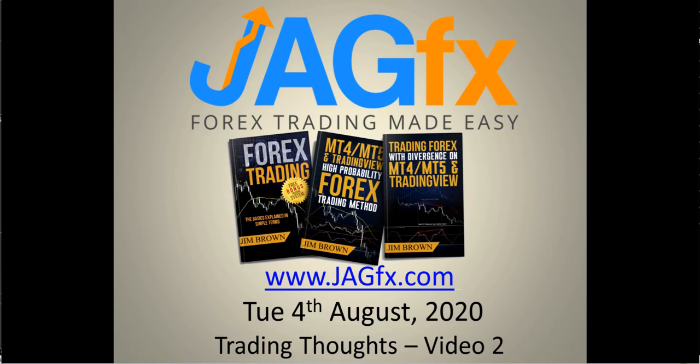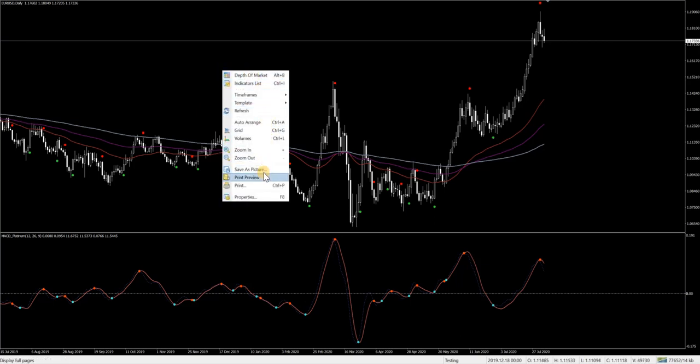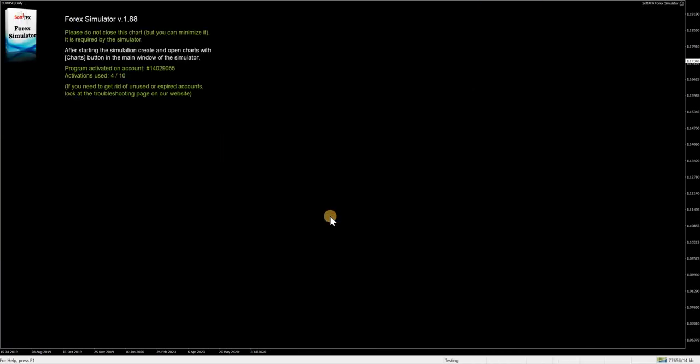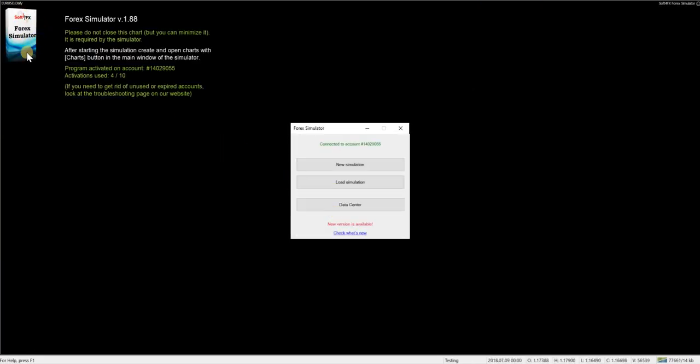So we'll go to, this is an MT4, so this is just any chart. As you can see, it's my high probability setup. I'll just go to the simulator. So I've got that set up as a template. It's just a Soft4FX simulator, as you can see in the corner here. All it is is a piece of software. It's like an EA, an expert advisor. You just attach it to your platform, and we'll go from there.